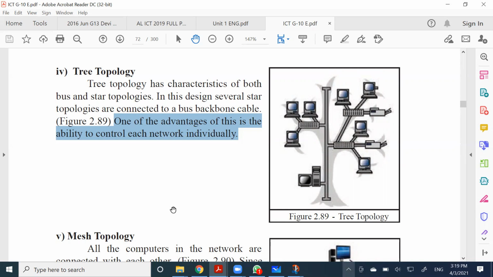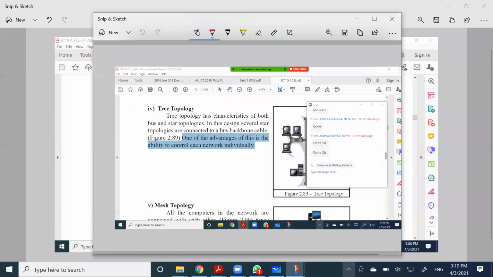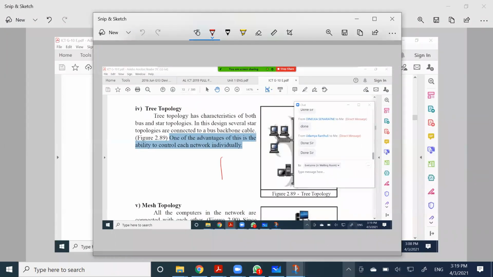So when you are drawing the tree topology, be careful to mark the top and the bottom. It is a bus. Then you can have the branches. Then you can have the central devices and connect into it.